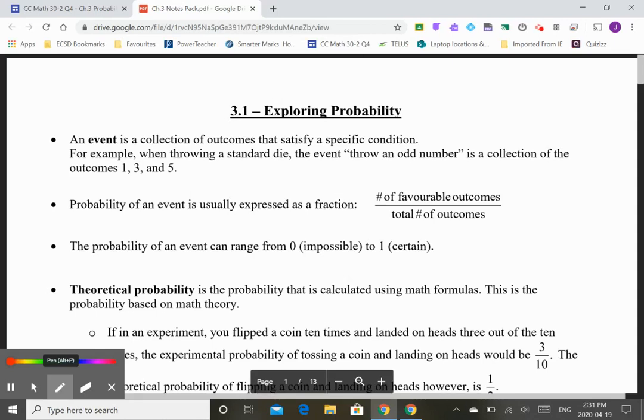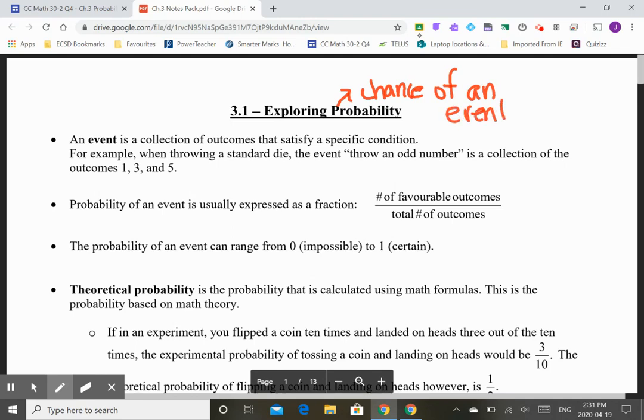Welcome to Chapter 3, which is all about calculating probability. Probability, simply stated, is just the chance of an event happening. So throughout the chapter, we are going to be calculating the probabilities of different events using different strategies. And some of those strategies are content that you learned in Chapter 1 and Chapter 2. Let's first talk about 3.1.